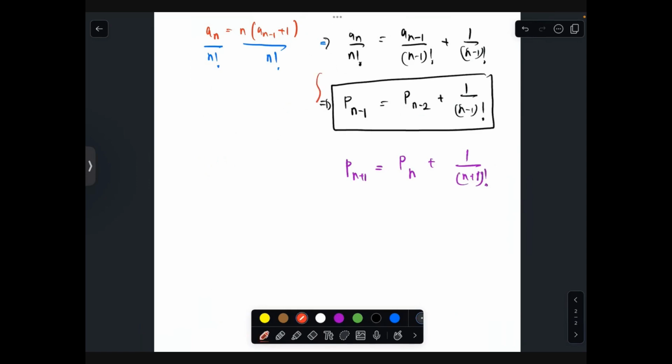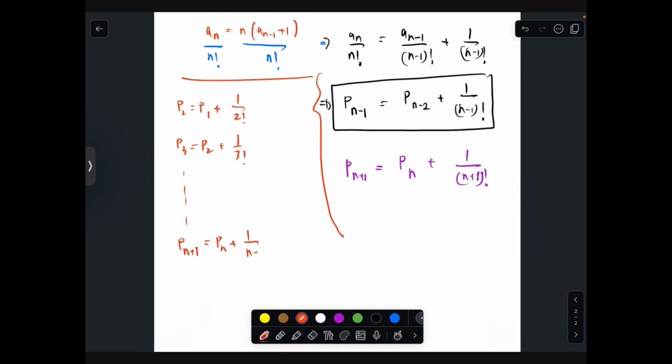Okay. So this leads to the fact that, let's write it down, because n starts from 1. P2 is equal to P1 plus 1 by 2 factorial. P3 is equal to P2 plus 1 by 3 factorial. Dot, dot, dot. Pn plus 1 is equal to Pn plus 1 by n plus 1 factorial. Let's do it till Pn. Pn is equal to Pn minus 1 plus 1 by n factorial.